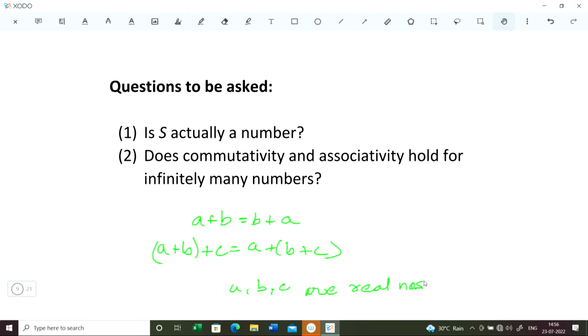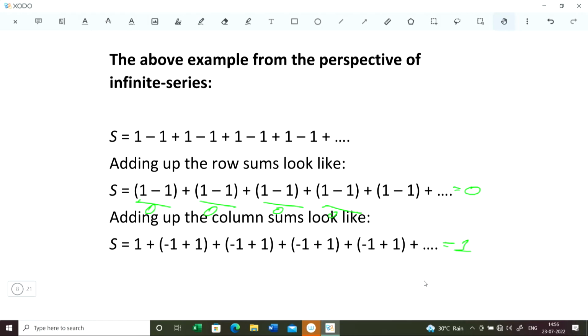So we cannot put brackets anywhere according to our will and expect the answer of an infinite sum to be the same every time. Is that explanation satisfying enough? Okay. So you have something to say? Oh, okay. Sorry.